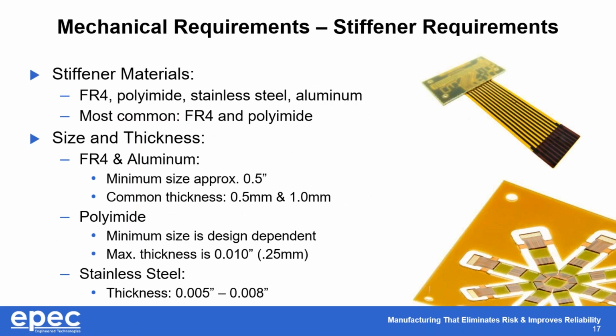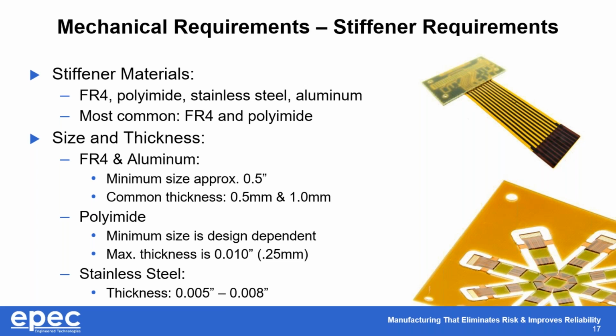So moving on to stiffener requirements. Stiffener materials that we end up seeing are polyimide, FR4, stainless steel, and aluminum, and of those, the most common are the FR4 and polyimides, which make up a vast majority of the designs we see. For size and thickness, FR4 and aluminum share similar characteristics, where the minimum approximate size is roughly 1/2 inch by 1/2 inch. Common thicknesses for those are also the same, where it's 0.5 millimeter and 1 millimeter.